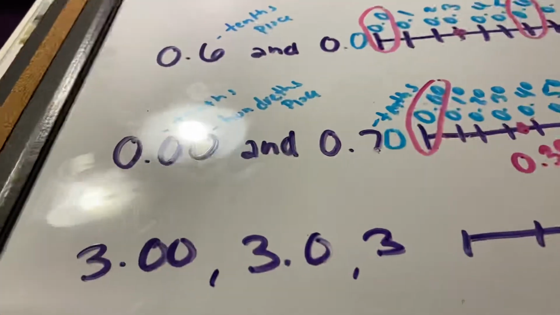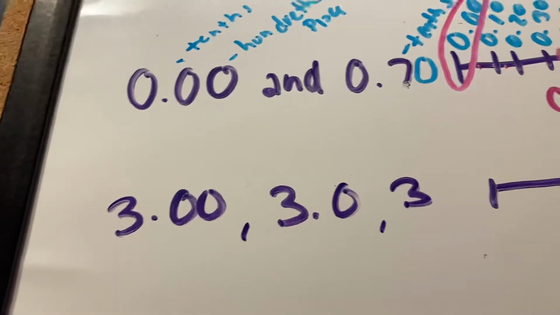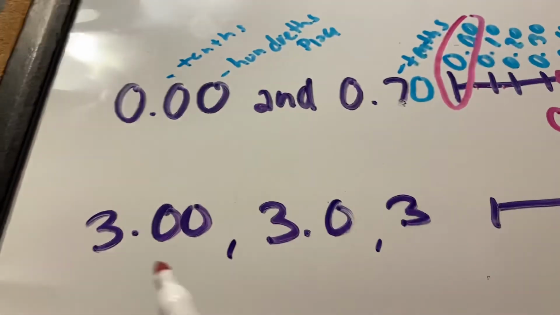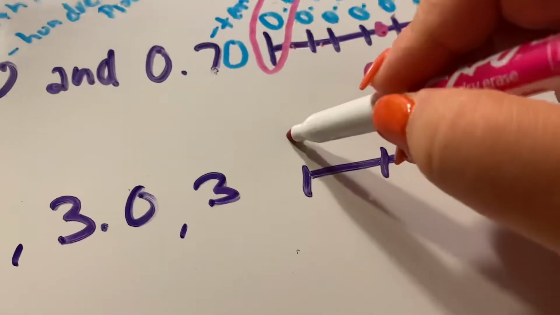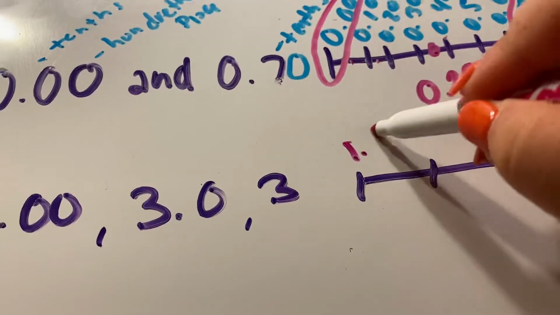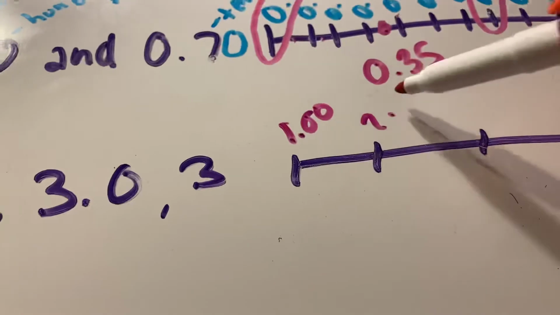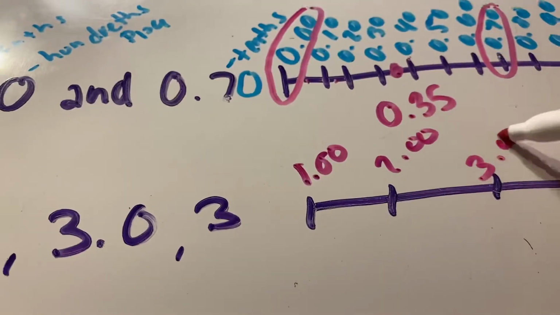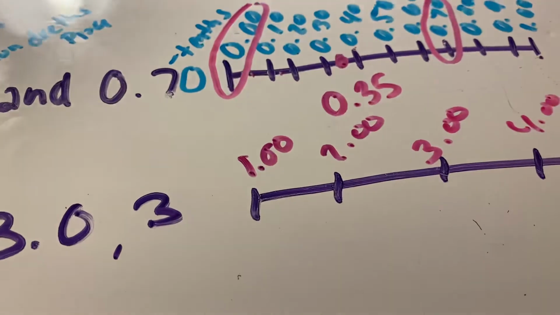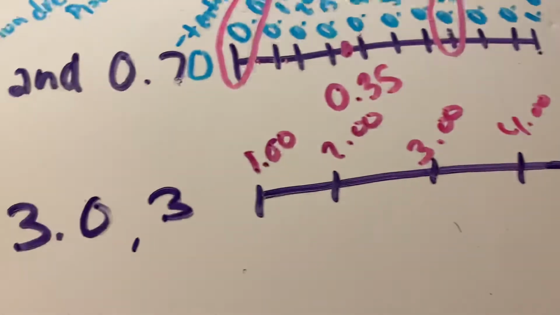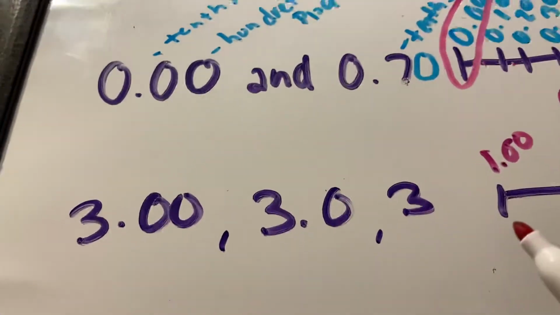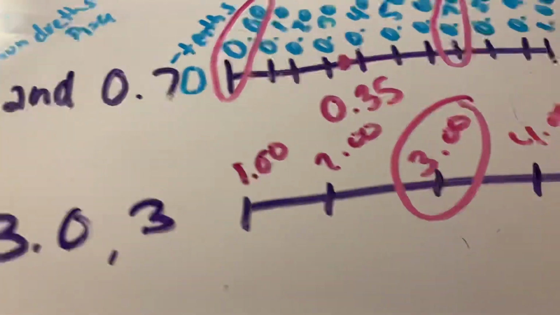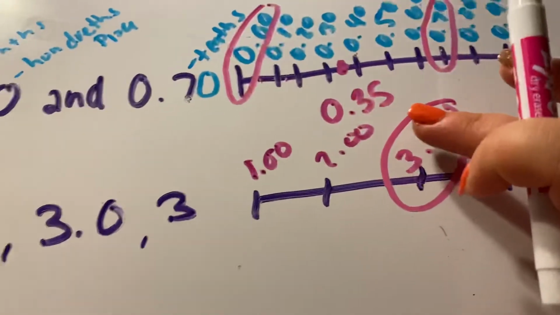Alrighty. If you notice, 3, 3.0, and 3.00 are pretty much the same exact number. So on our number line, if we were just to plot 1.00, 2.00, 3.00, 4.00, and 5.00, we notice that this would be the same. We took away 1 zero, it would equal that. We took away both zeros, it would equal that.